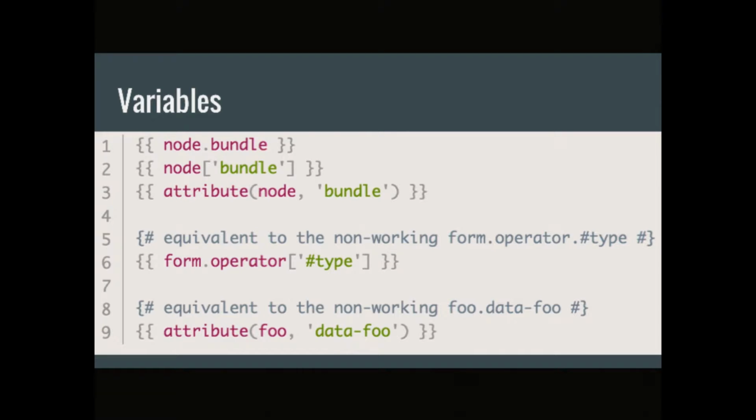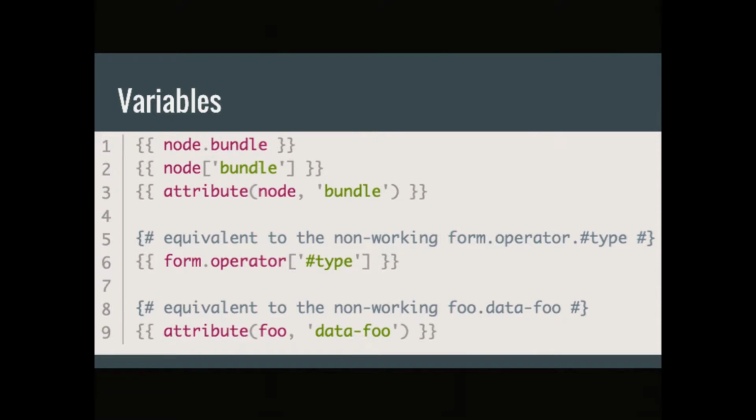Lines 1 through 3 in this example are all equivalent. And why would you use one of the alternatives to the dot notation? If you are working with render arrays, which in Drupal is very common, you cannot have a pound sign after a dot. So if your object or array has a property that starts with a pound sign, and you need to print that or evaluate that, you need to use the square bracket notation.